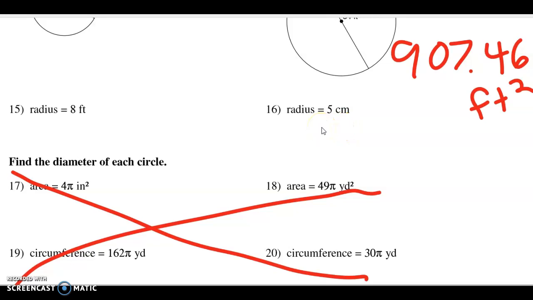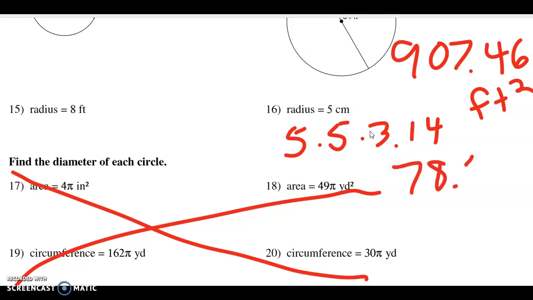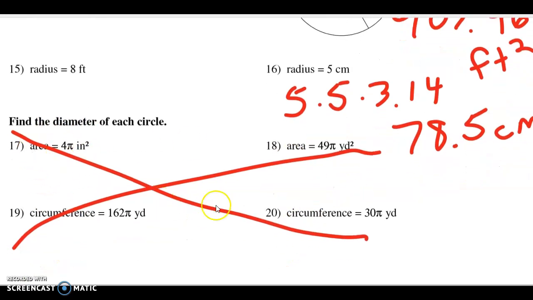Okay. Number 16. I have a radius, and it's 5 centimeters. So I know my formula, pi r squared, I have to take 5 times 5 times 3.14. All right, so when I do that, I get 78.5 centimeters squared.